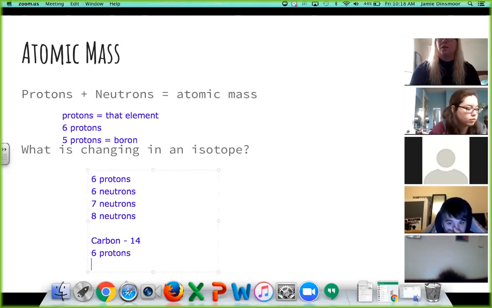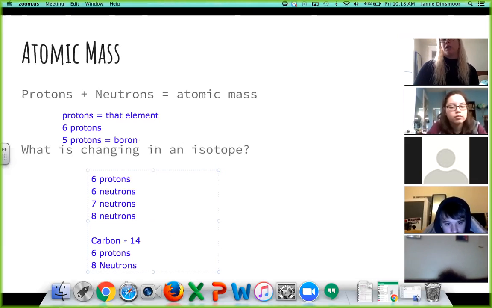Thank you, Zach. 8. We're going to have 8 neutrons in carbon 14, right? If we saw carbon 13, we would have 7 neutrons. So all you have to do is take that mass number and subtract the protons. They probably won't tell you the protons. You'll have to look on a periodic table in order to see them.